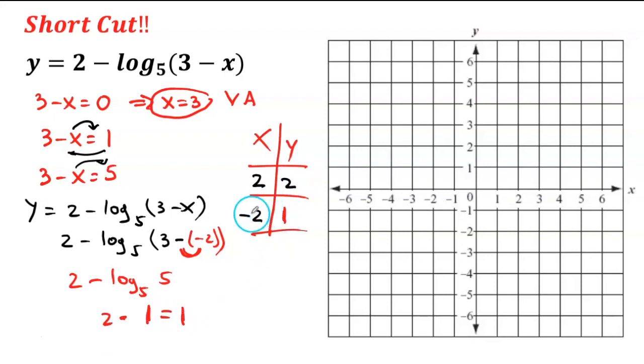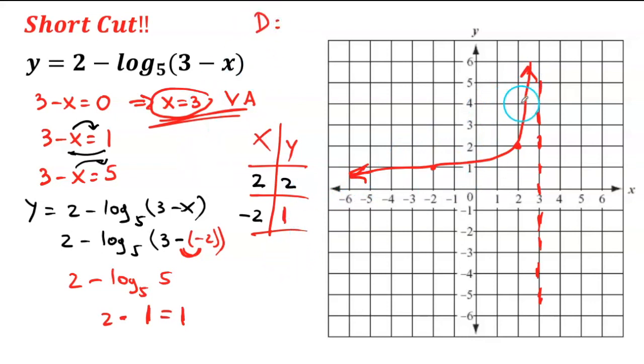So the first thing that I need to do is graph my asymptote. My asymptote, x equals 3. So vertical asymptote. And remember, whenever you graph, you're starting at your asymptote. My 2 points, 2 comma 2, negative 2 comma 1. Look at these points. Common sense. Should I go from the top, from here, or should I go from the asymptote? Smooth curve. And that's my graph.